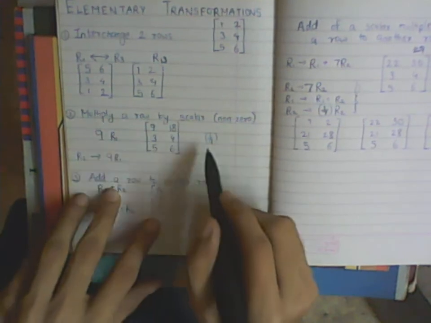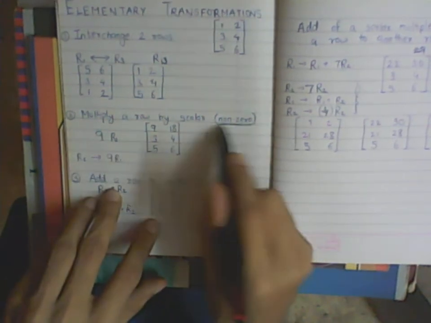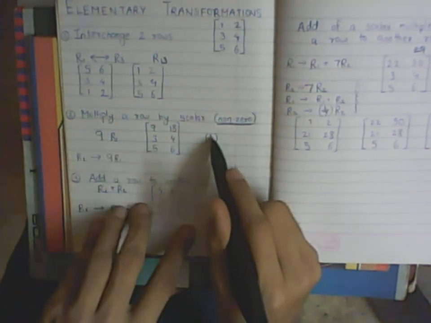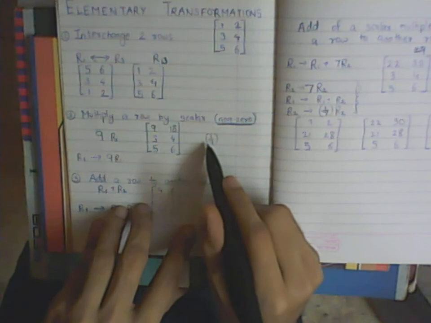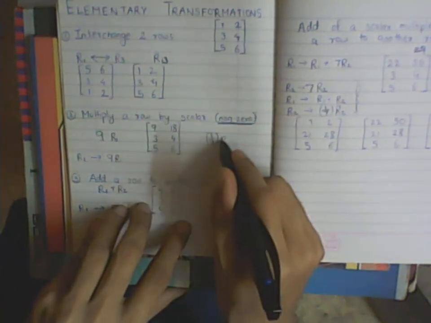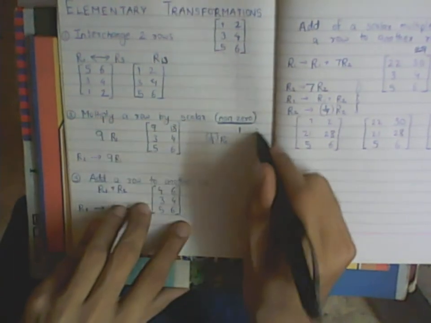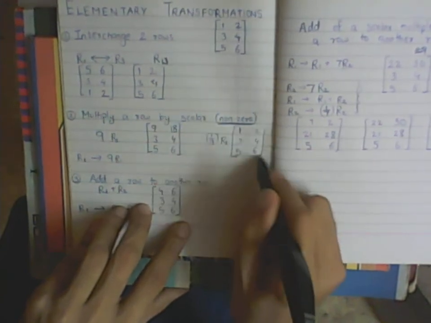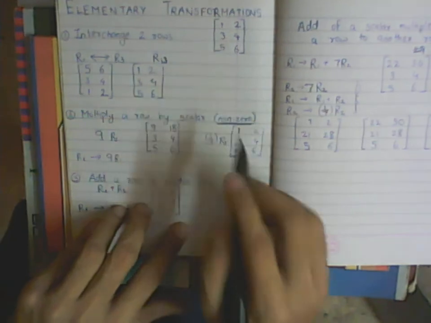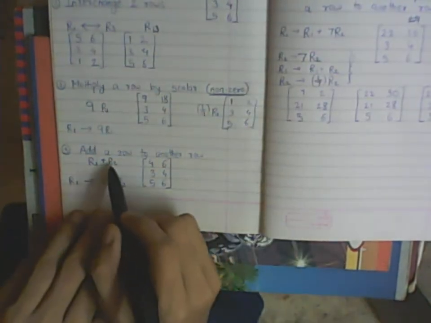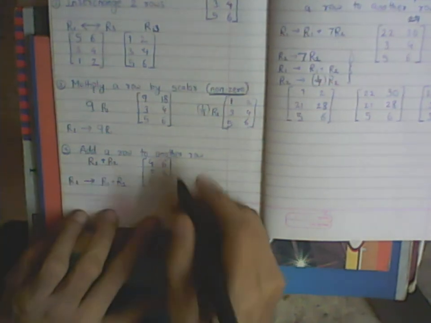Now this is the reason why I insisted on the scalar being non-zero, because if I were to multiply it with a 0, then to undo it I would have to multiply it by 1 by 0, and 1 by 0 is not defined. So that's the reason I had to have a non-zero scalar. But if I multiply the first row with 1 by 9, this 9 becomes a 1, this 18 becomes a 2, everything else remains the same. So 3, 4, 5, 6, and yes, you can see this is my original matrix 1, 2, 3, 4, 5, 6. And lastly, to undo the addition of another row to the first row, I can undo it with subtraction.